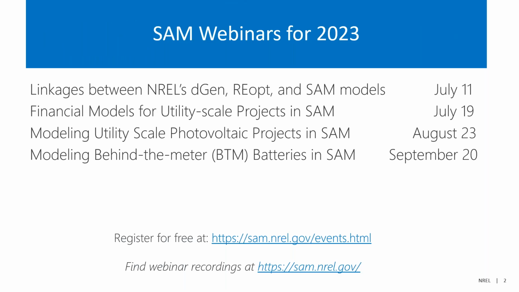Today is the first in our summer series of SAM webinars this year. So today we're talking about these three different models. Next week, we'll be talking about financial models for utility scale projects in SAM. In August, we'll have a session on modeling utility scale photovoltaic projects in SAM. And then in September, we'll have a session on modeling behind the meter batteries in SAM. So the dates are on the right side of the slide. You can register for free on the SAM website.